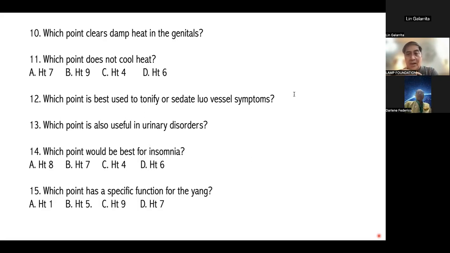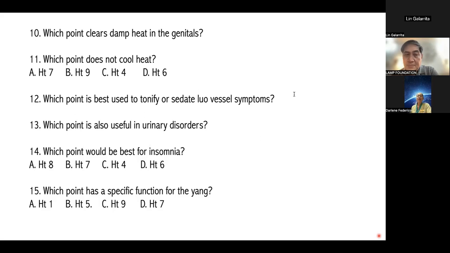Can you tell us, ano po ang gamit ng heart 7? Like, kasi syempre nagko-cool siya ng heat. What kind of heat are we talking about? Heart 7? Heart 7 is for Shenmen, Doc, di ba po? Yeah, Shenmen, pero when do you usually use it? To calm the mind, di ba? Yes, Doc. Shenmen, spirit gate. Pero between heart 7 and heart 6, ano ang kakaiba? Kailan mo gagamitin si heart 6 and si heart 7?